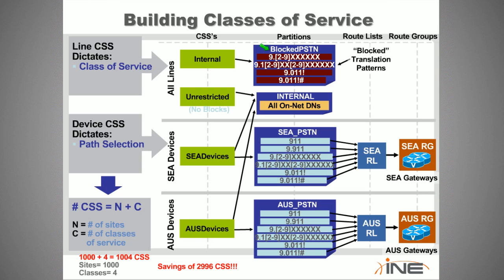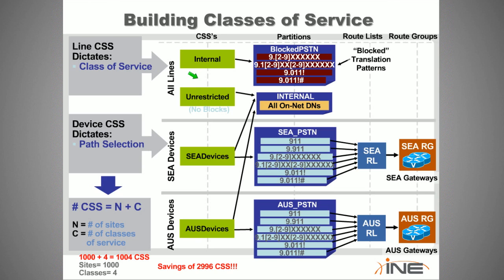Actually, sorry. First of all, we'd have blocked international as a partition, blocked long distance as a partition, and blocked local as a partition. Really, that would be it, because ultimately you can't block emergency calls or internal, or else you don't really have a phone system. You have a paperweight. So the blocked long distance would have a pattern for long distance that was blocked. Blocked international would have a pattern for international that was blocked. Blocked local would have a pattern for local that was blocked.